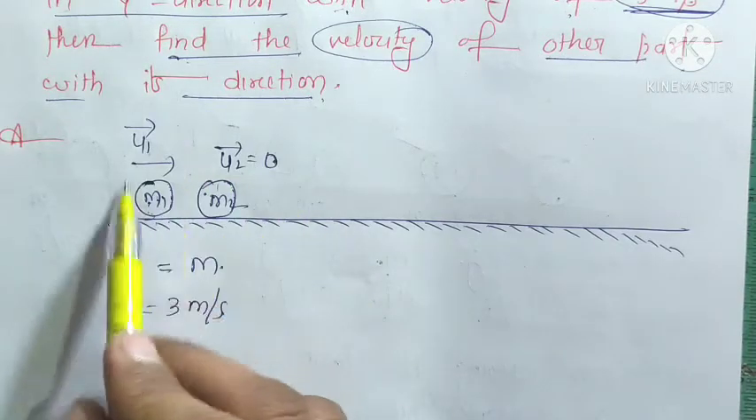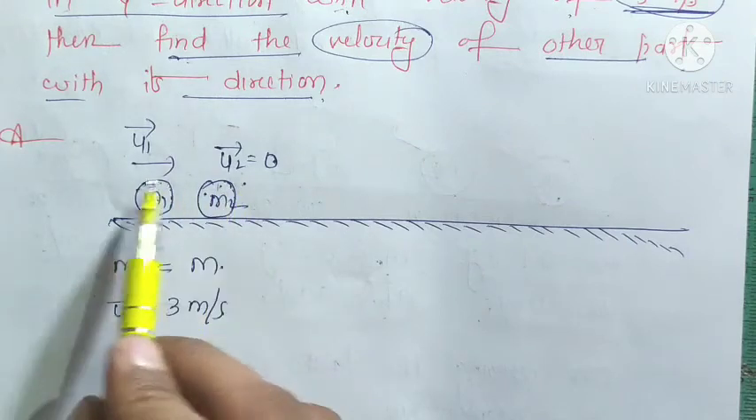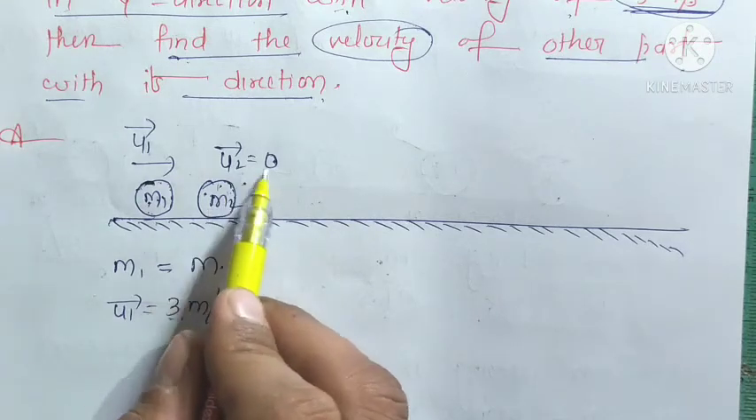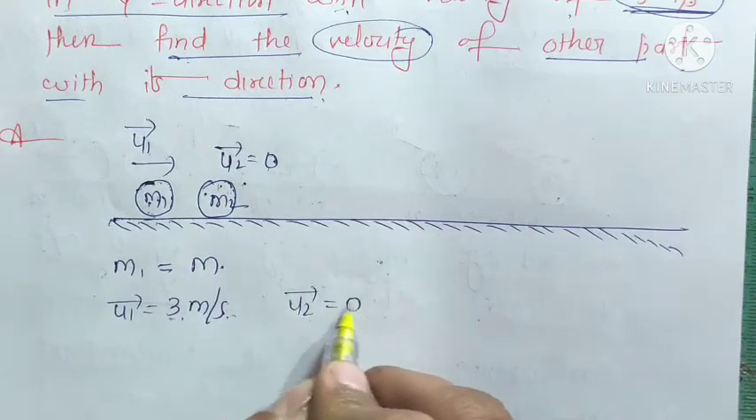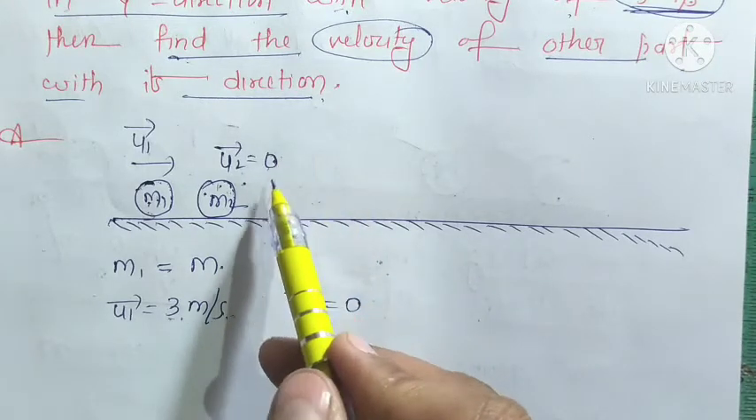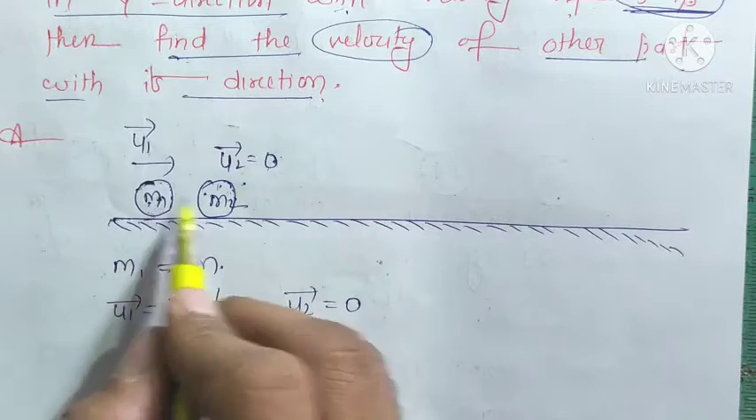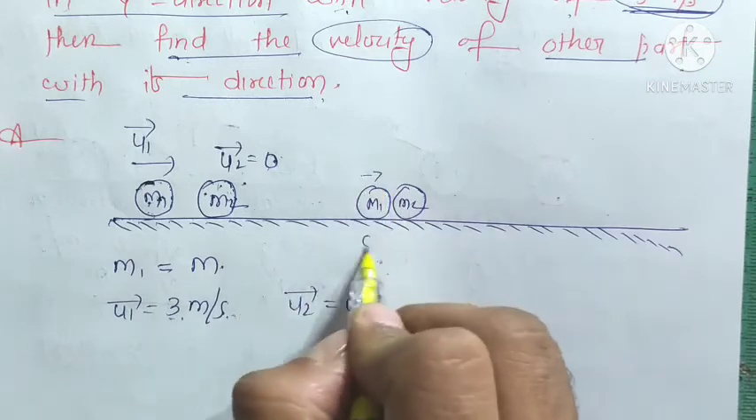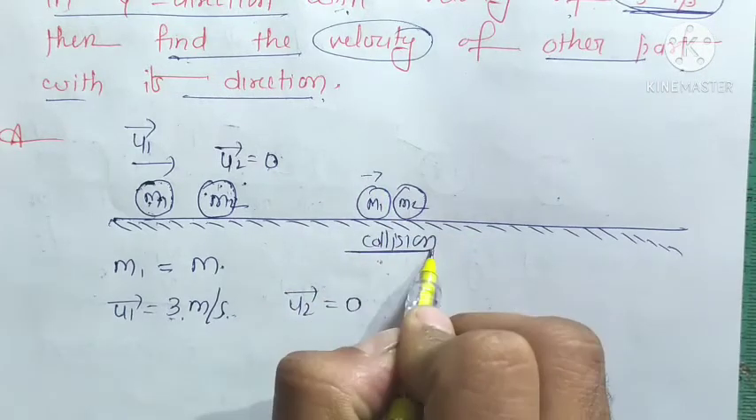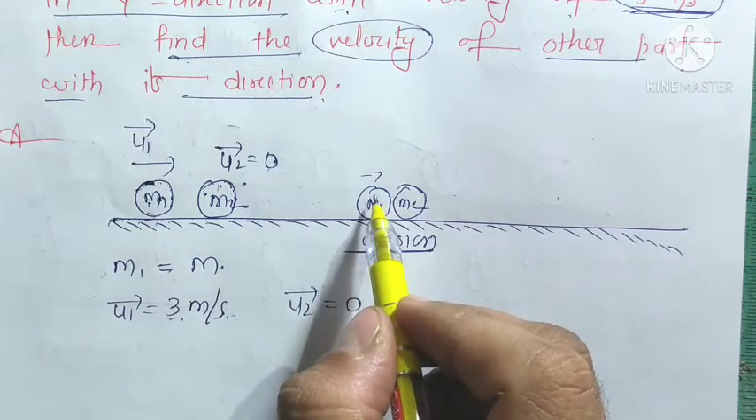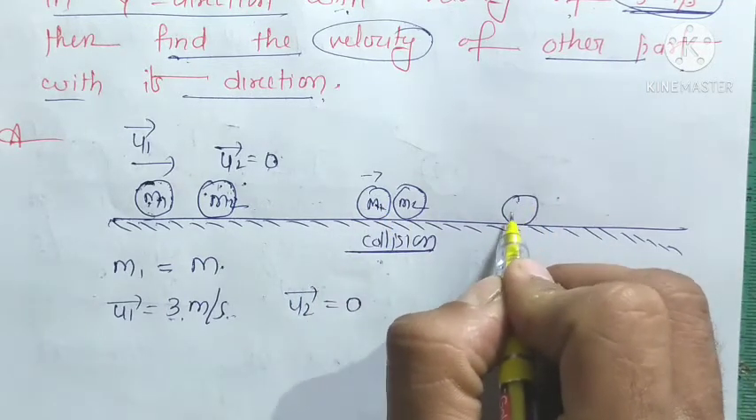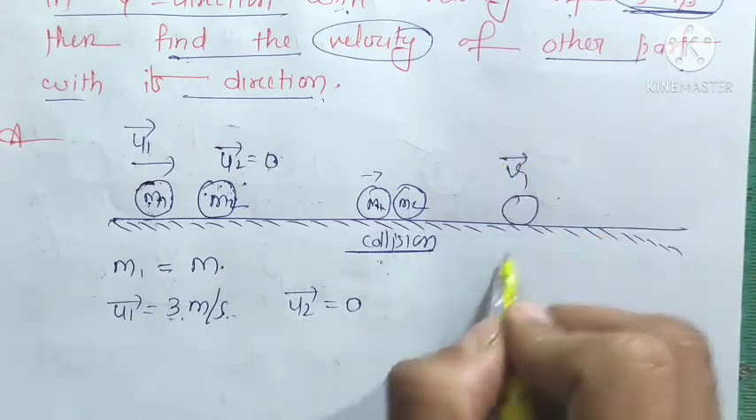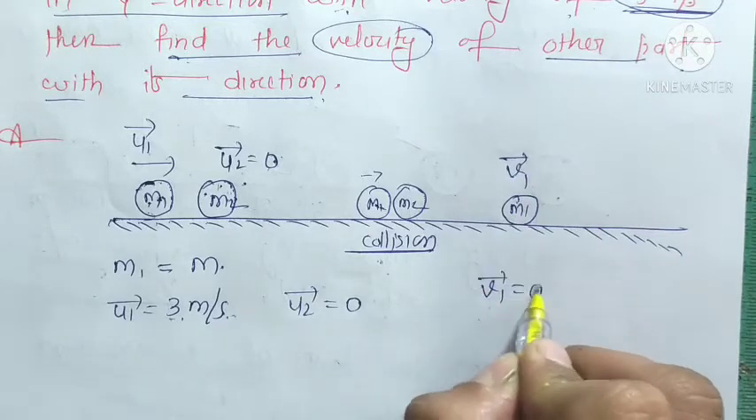I repeat again. Here there are two balls on a horizontal surface, of which the first ball is moving with velocity 3 meter per second and the second ball is at rest. So u2 is equal to 0 here. When the first ball hits the second ball, a collision happens. Then the first ball comes to rest after the collision, so its velocity will be 0. We put v1 equal to 0.